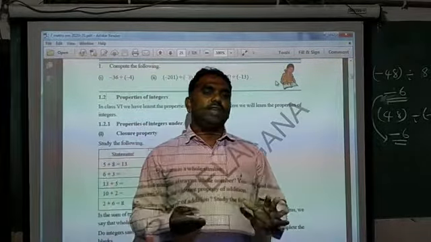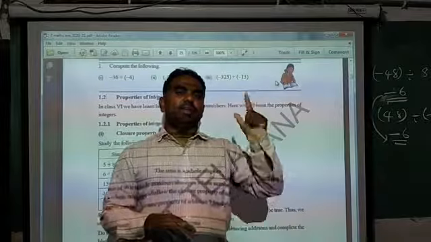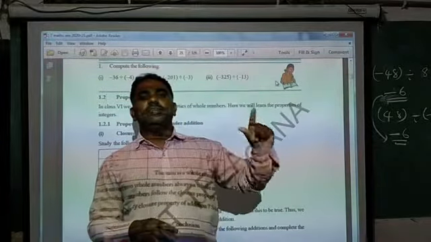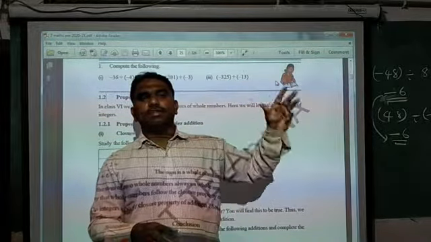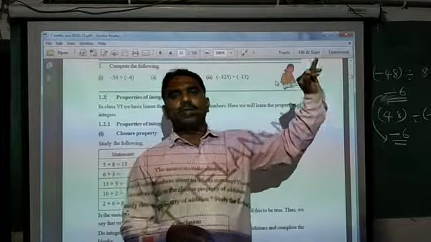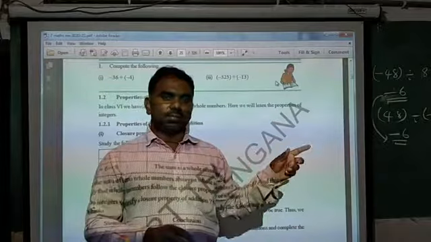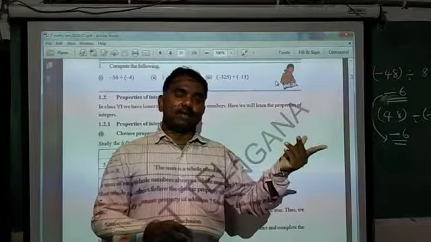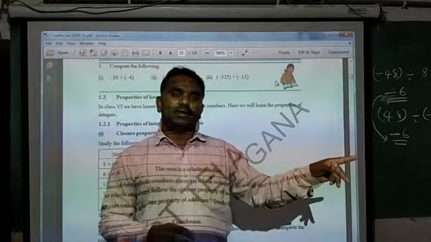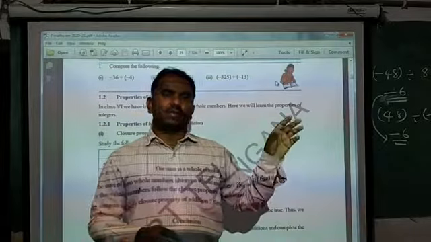Symbol combination, once again say with me. Minus and minus will become plus. Plus and minus will become minus. Minus and plus will become minus. Plus and plus will become plus. Once again, minus and minus, plus. Plus and minus, minus. Minus and plus, minus. Plus and plus, plus. Simple.